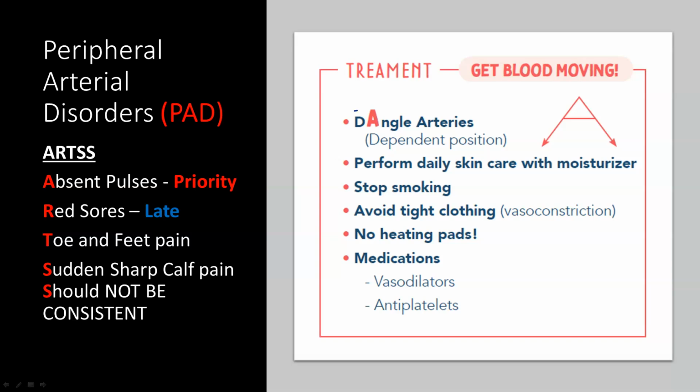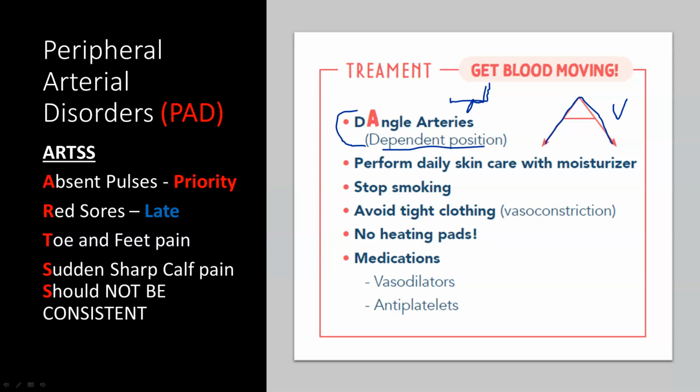Here we talk about the dangling. So this is the positioning that we are talking about. You want to put your feet in a dependent position. So this is the upside down V, where for venous we're going to make an upright V. But they can keep their legs below the level of their heart. So just keeping their legs in this position is okay for a little bit, but eventually you want to remind them to put those feet at least somewhat down so that we can promote blood flow.